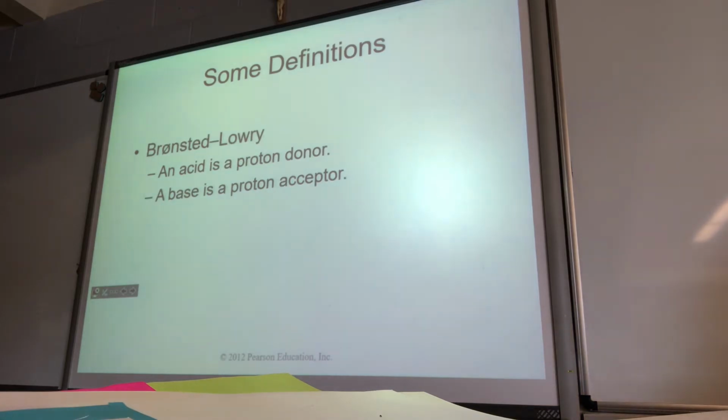Bronsted-Lowry is a much simpler version. We're going to say that an acid is a proton donor and a base is a proton acceptor. So instead of saying that an acid must do this and a base must do this, we now say that an acid and a base both must do something related to protons. Proton donor, proton acceptor. We're going to practice identifying these in balanced chemical equations in this chapter.